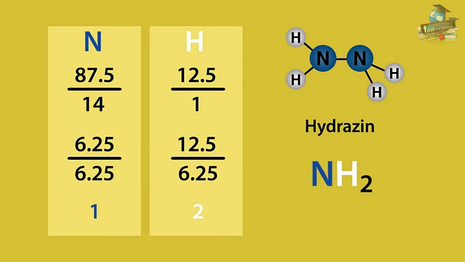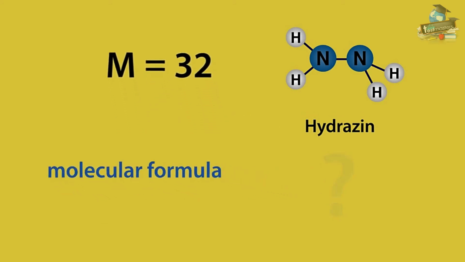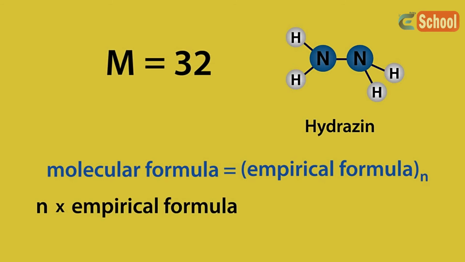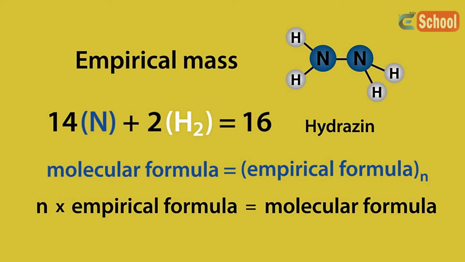But how do we find the molecular formula? The molecular mass for this compound is 32. The molecular formula is the empirical formula times N, where N is the number by which we have to multiply the empirical formula in order to get the molecular formula. I have coined the phrase empirical mass to describe the mass of the empirical formula. So in this case we have nitrogen, which is 14, plus hydrogen, which is 2, giving us 16.